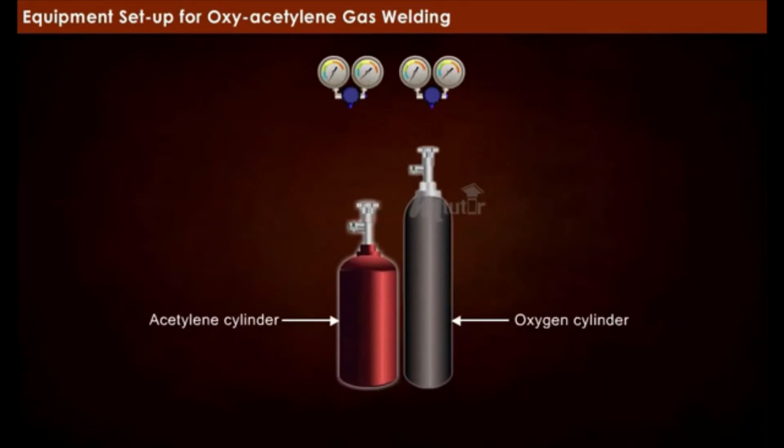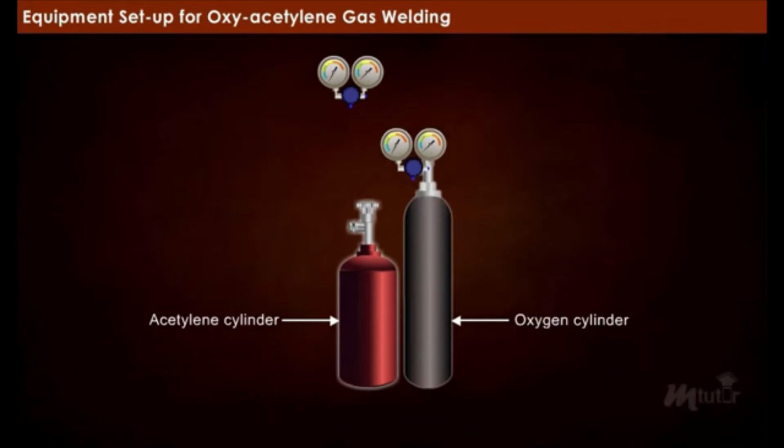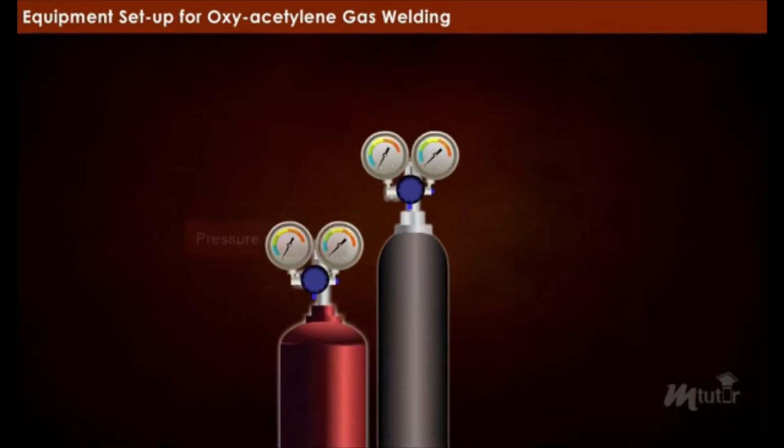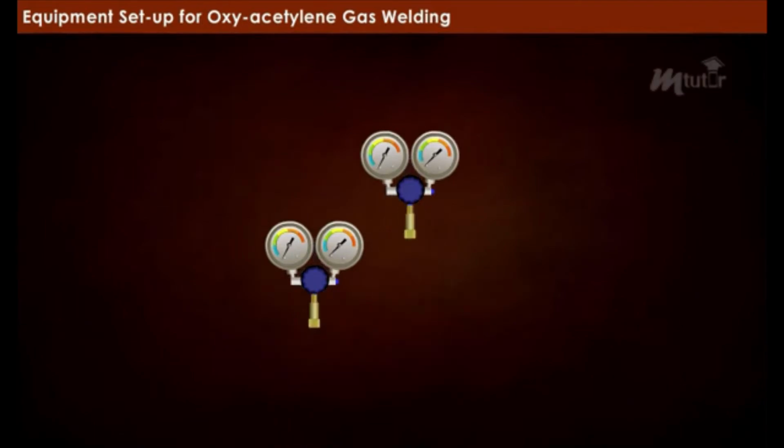Connect the regulators to the cylinders for which they were designed. Connect oxygen regulators to oxygen cylinders and acetylene regulators to acetylene cylinders. Note, the pressure value of each cylinder should be 0. Next, fix the flashback arresters to both oxygen and acetylene regulators.